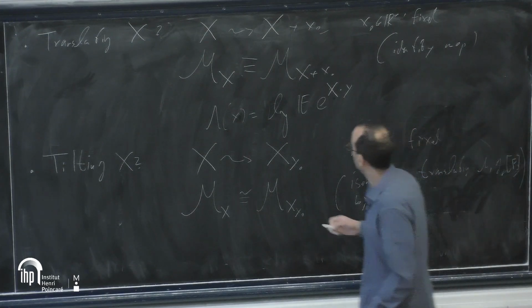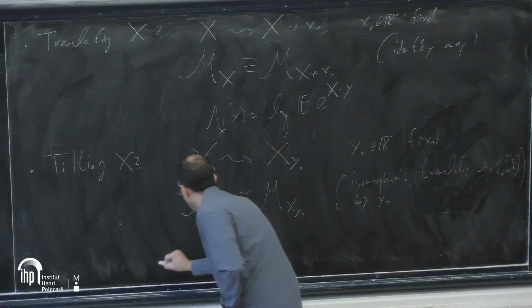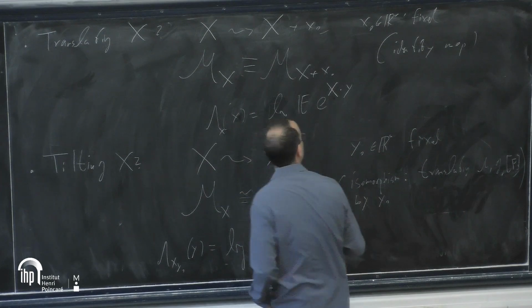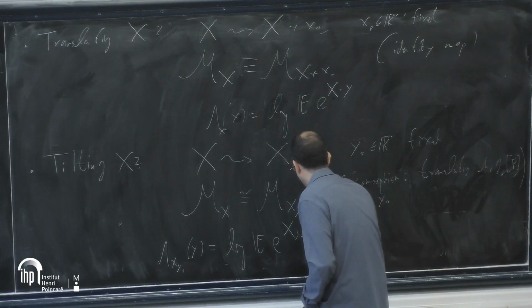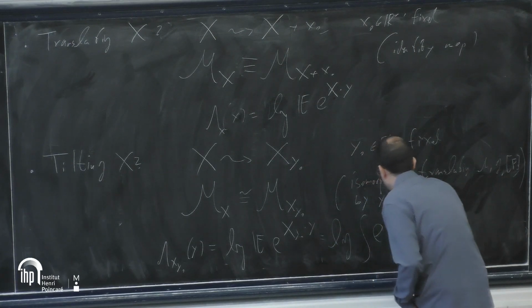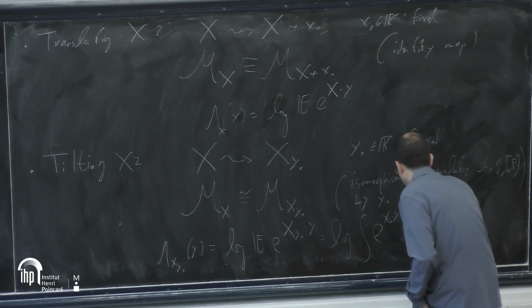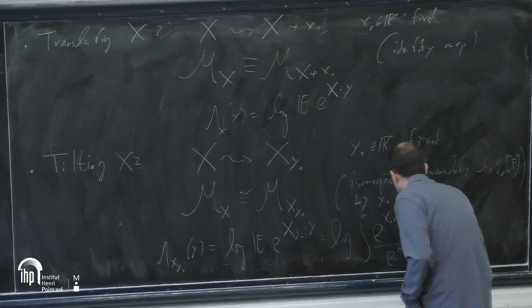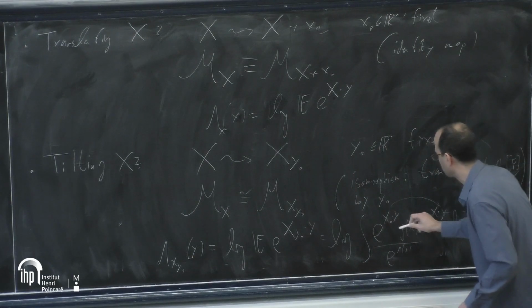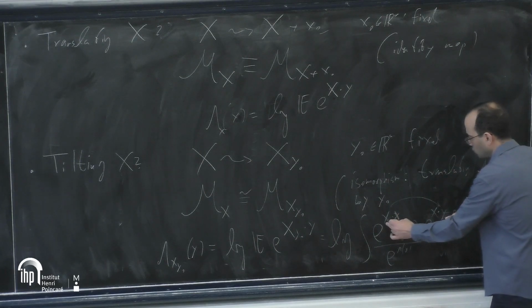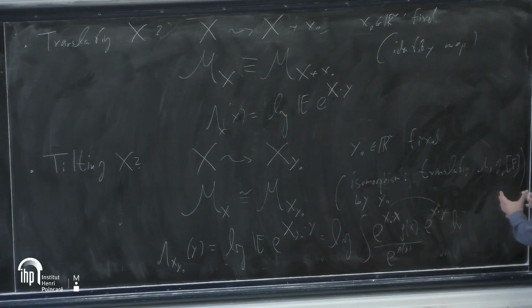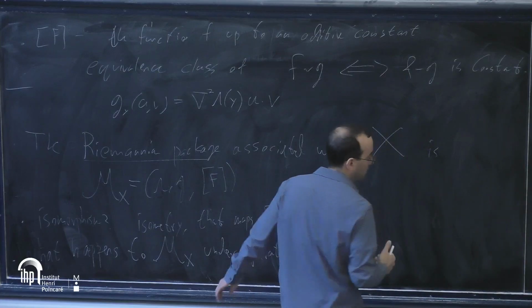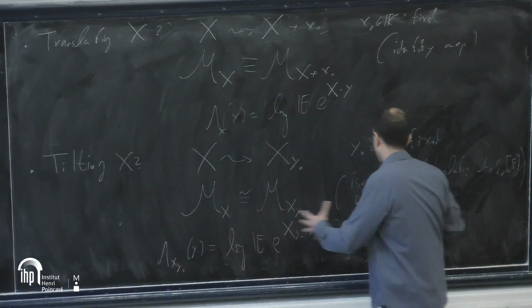Why is that? What is lambda of the tilted x? It's the log of the integral of e to the x naught times y, times rho of x, times e to the x times y, dx, over some normalizing factor. And you see that these two things together add to y plus y naught. And so the Laplace transform is just being translated. Maybe you get some additive constant, but since we took the equivalence class, you get exactly the same package. The package is isomorphic after you translate.